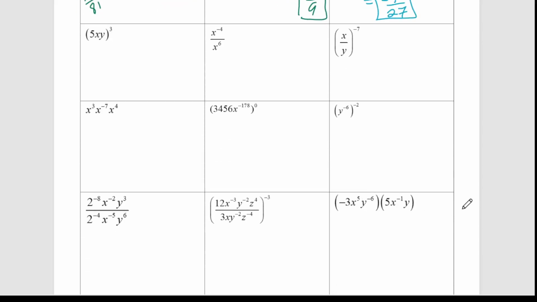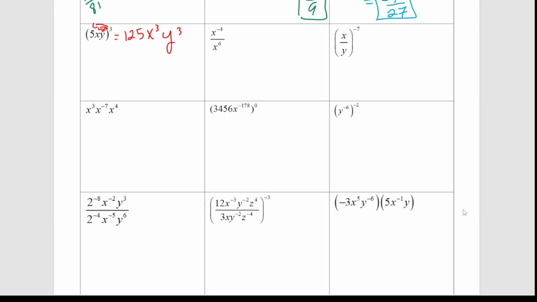Now we're getting into ones that also involve variables, but those rules are still the same. So if I have 5xy all to the third, that means I have 3 copies of 5 being multiplied by itself, 3 copies of x being multiplied by itself, and 3 copies of y being multiplied by itself. For the 5 to the third, 5 times 5 is 25, times yet another 5 will give me 125, times x to the third, y to the third.